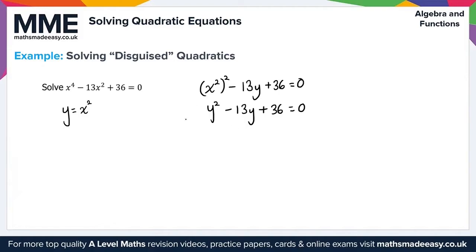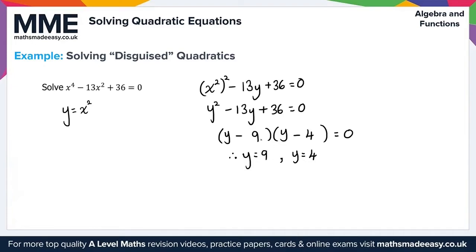However, this expression does factorise nicely, so what we obtain here is y at the front of each bracket, and within each of these brackets, we're going to have a minus 9 and a minus 4. This is still equal to 0, so all we need to do now is solve for y. So what we've obtained is y minus 9 equals 0 and y minus 4 equals 0. So therefore, we obtain two solutions in terms of y. That means y equals 9 and y equals 4.